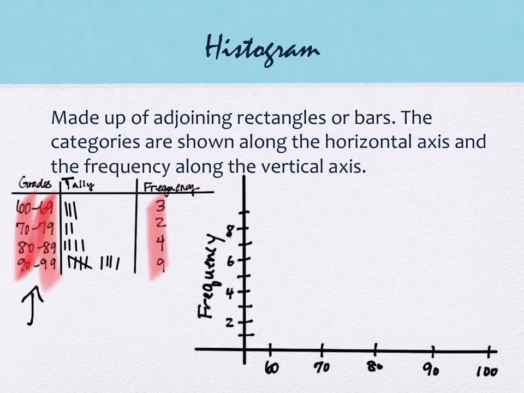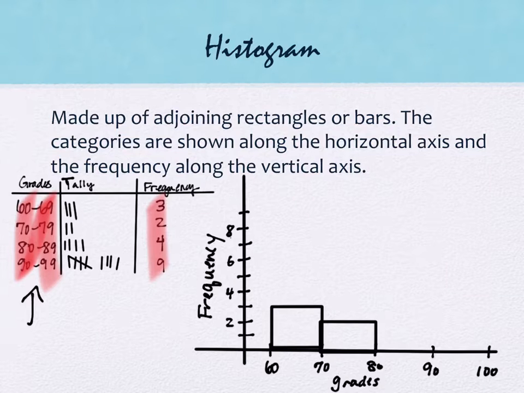Okay. And then we need to label the bottom axis as well. We label the left axis, the vertical axis, frequency. This axis down here are the grades. And I have a great tool that lets me make bars. So I'm going to make a bar of height 3 for the 60 to 70 category. So it represents that 3 people made grades between 60 and 70. And then the next one should be 2 people. They're the grades from 70 to 80.